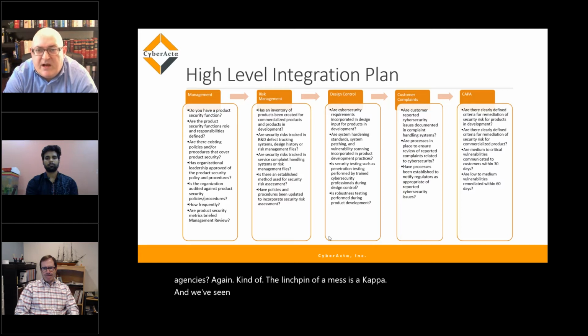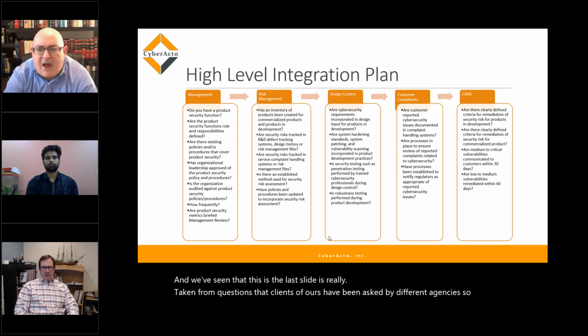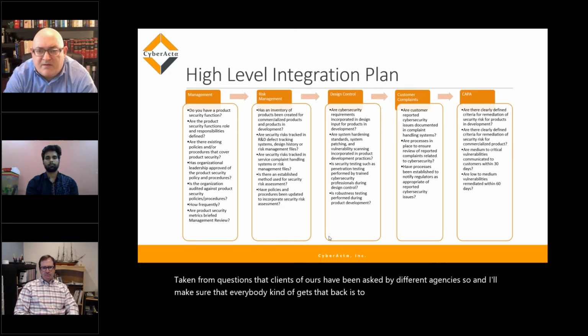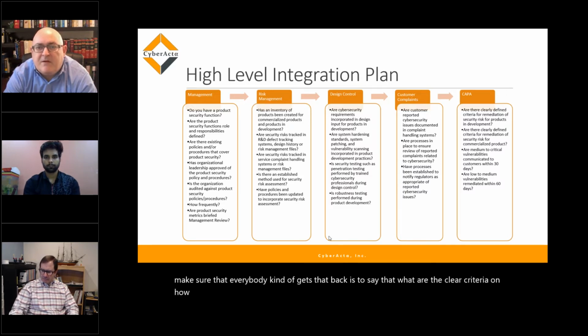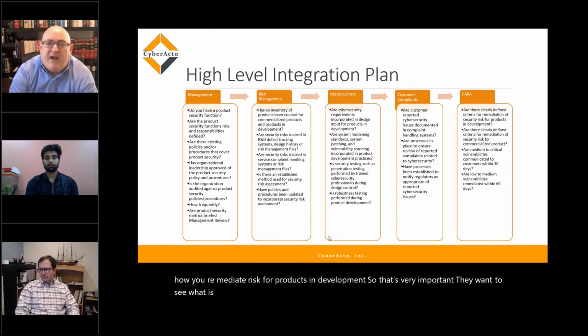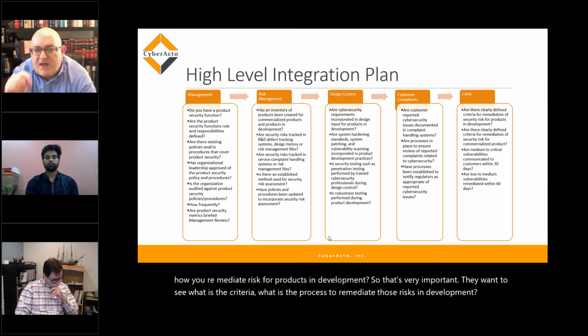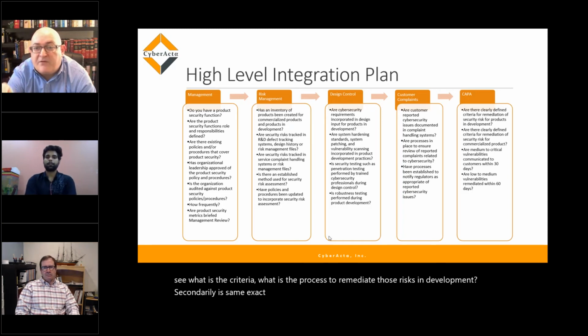This last slide is really taken from questions that clients of ours have been asked by different agencies. And I'll make sure that everybody gets that back. It asks: what are the clear criteria on how you remediate risk for products in development? So that's very important. They want to see what the criteria is, what the process is to remediate those risks in development. Secondarily, it's the same exact questions, but for products that are actually commercialized.